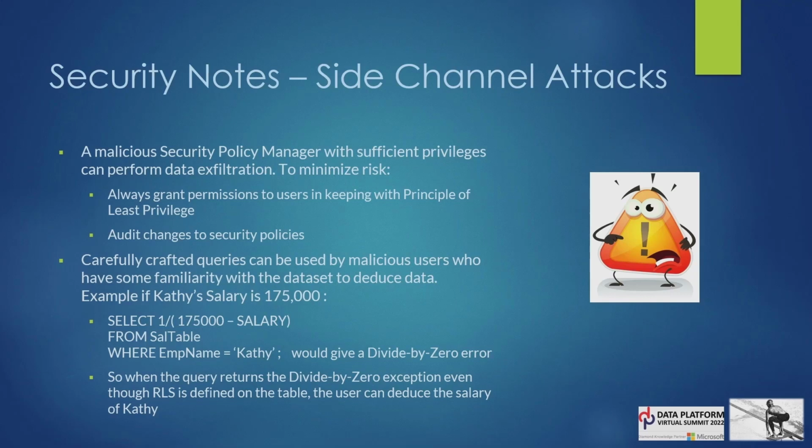And keep in mind, carefully crafted queries can be used by malicious users who have some familiarity with the dataset to deduce data. For example, if Kathy's salary in the SAL table is 175,000, they can run a select statement like this, which says select 1 divided by 175,000 minus salary from SAL table where emp name is Kathy. Now this would give a divide by zero error, even though they don't have the ability to read that row necessarily. Given that the query returns a divide by zero exception, even though RLS is defined on the table, the user can deduce the salary of Kathy.